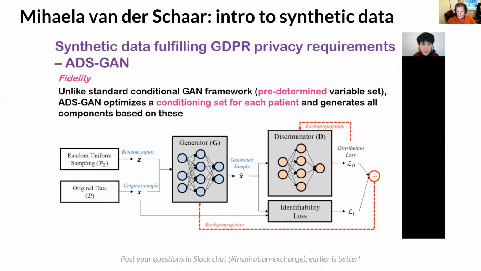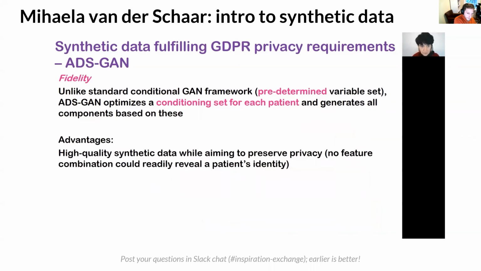In terms of fidelity, we are generating synthetic data using GANs, but unlike standard conditional GAN framework, where, for instance, the patient's features are generated synthetically, conditioning on the patient's real variable sets, and these are a predetermined variable set. In our ADS-GAN, the generator optimizes a conditioning set for each patient, and it generates all components based on this. So we have a patient-dependent generation.